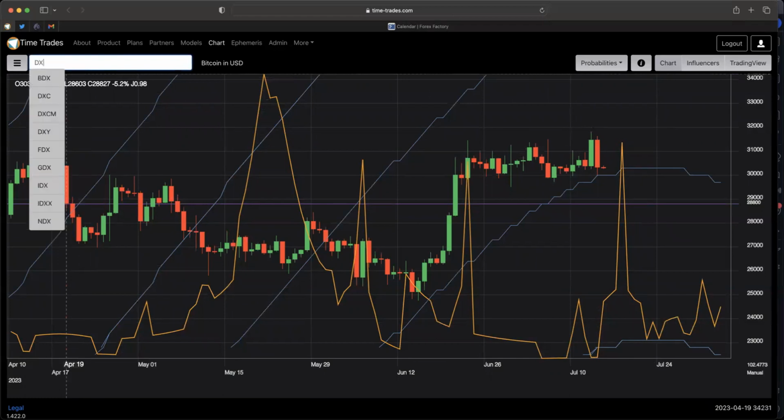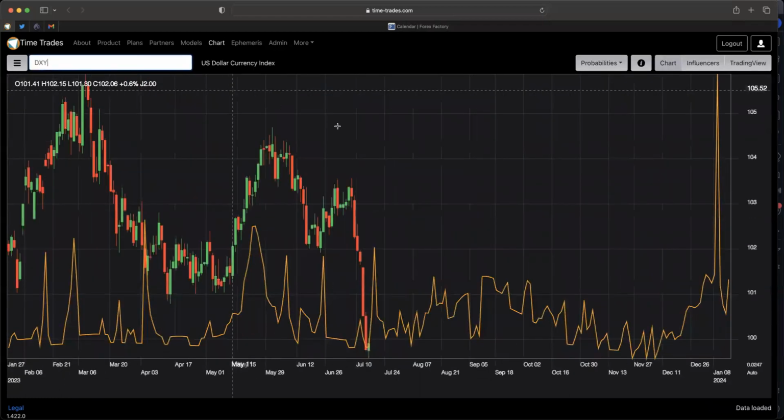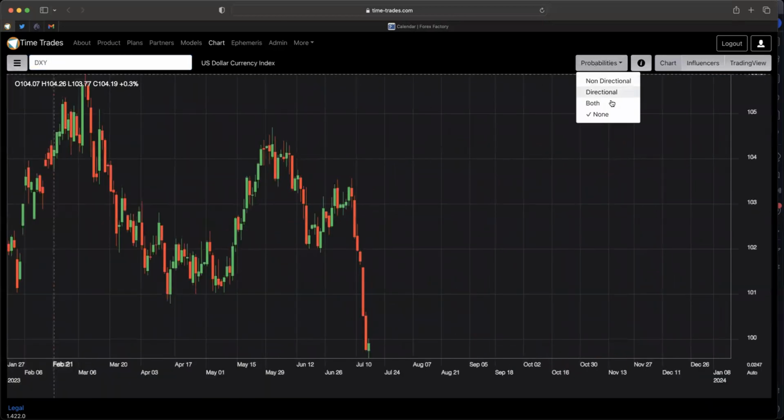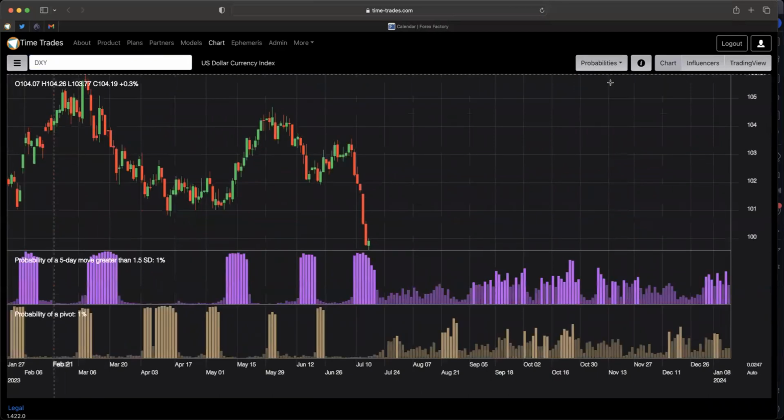Now, I think this was probably the most important thing I talked about in last week's video. Let's turn juice off here. And we can go and turn on probabilities, and I like the non-directional ones. This time last week, in last week's video, we were talking about how this dump kicked off on July 7th. And I said that we can anticipate this move down continuing until the next pivot window on July 20th or the 27th. And what did we get? We got 1, 2, 3, 4 big red candles in the DXY, followed by a small green candle.